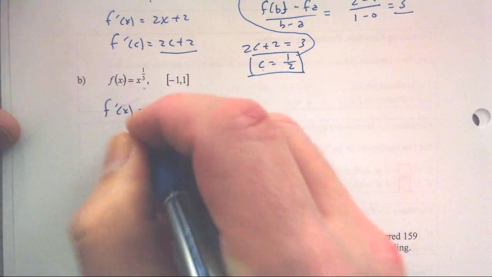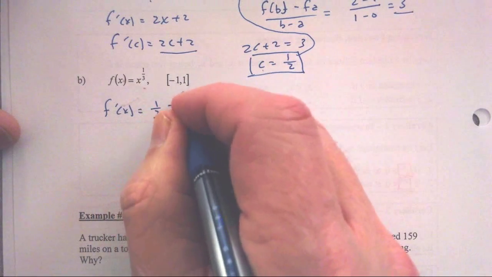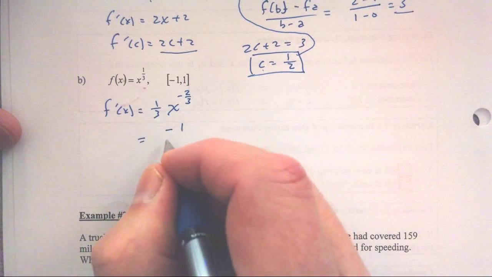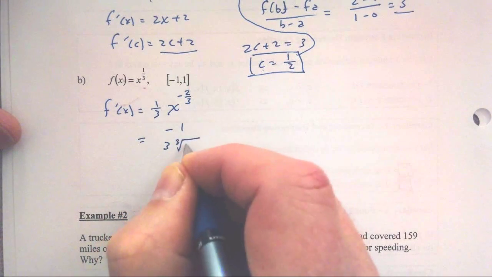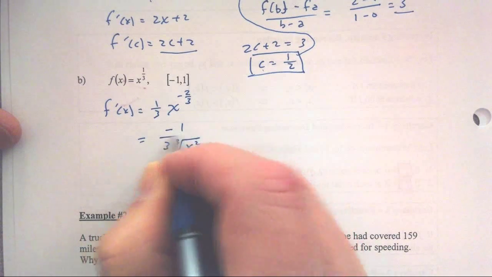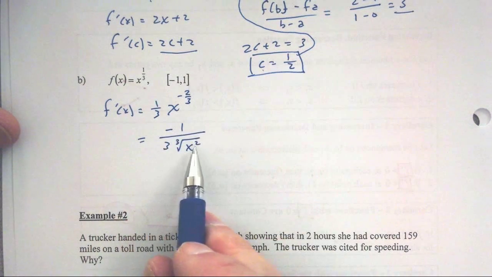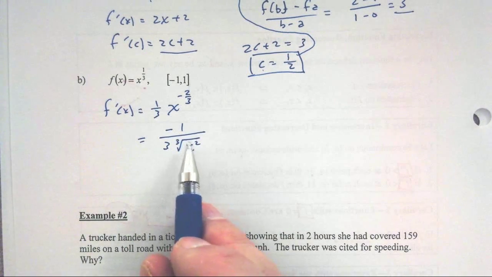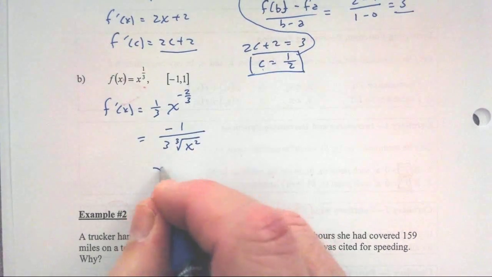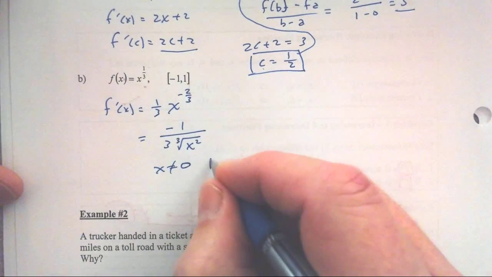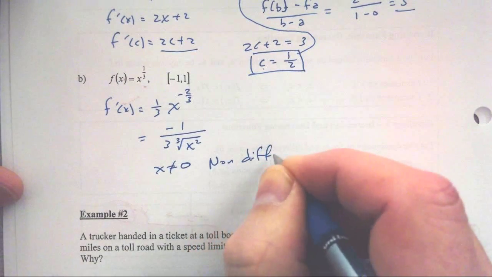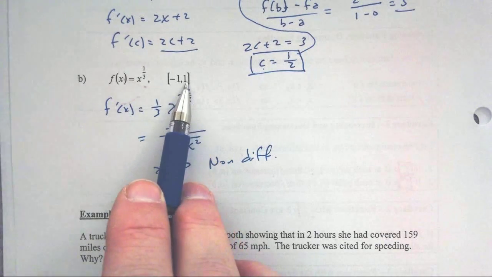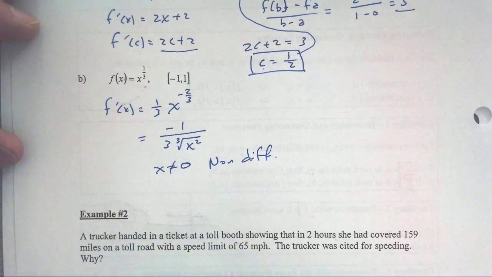f'(x) = 1/3 x^(-2/3), or 1 over 3 times the third root of x squared. I can square any number I want. I can take the third root of any number I want. I can multiply 3 by any number I want, but I cannot divide by any number I want. x cannot equal 0, therefore this is non-differentiable at a point on the interval. If this just said from 1 to 6, we'd have no problem, but -1 to 1, it's non-differentiable.